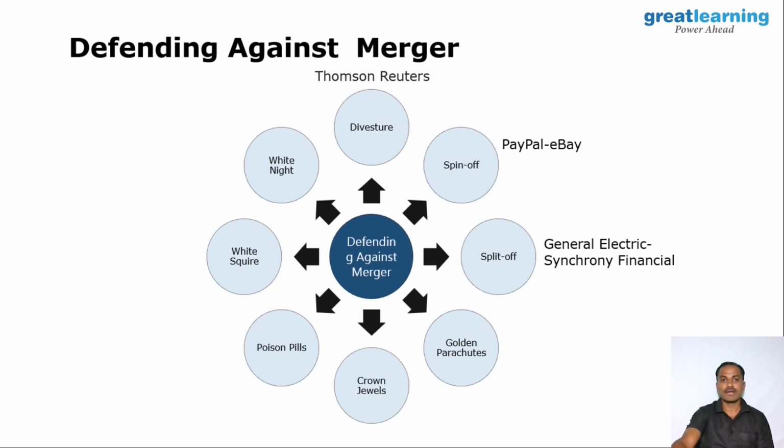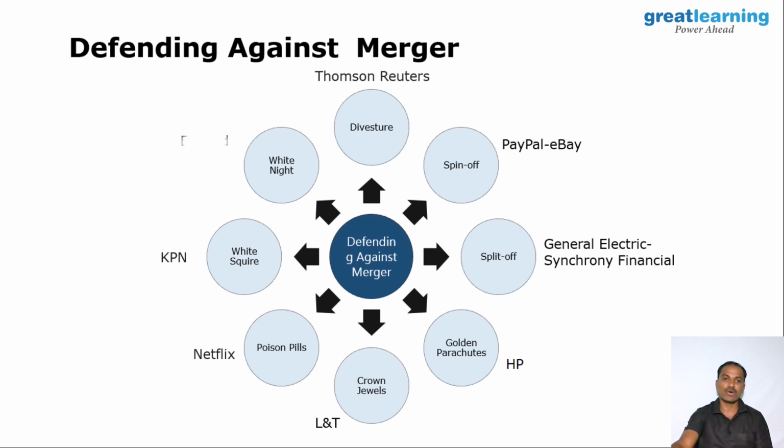White square. In white square, what happens when the company understands that some other company is trying to acquire this business? Soon after that, they request their friendly company to acquire some of the important assets of the business, or take control over some sections of the business. These are the examples for each one of these. So in white square, that is what happens.